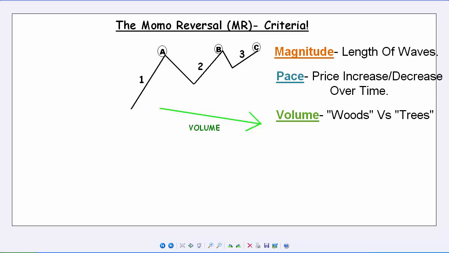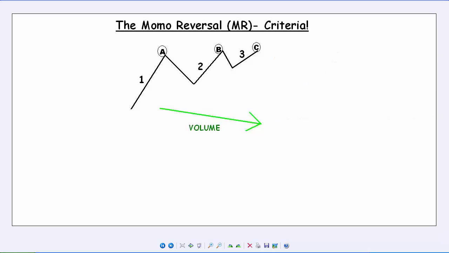So how exactly do these combine to create this specific pattern? Well, you can see here we have a 5-wave pattern comprised of 3 impulse waves, which are labeled 1, 2, and 3, and then 2 corrective waves, which are the 2nd and 4th wave of the pattern.